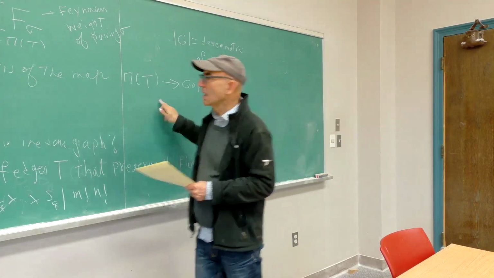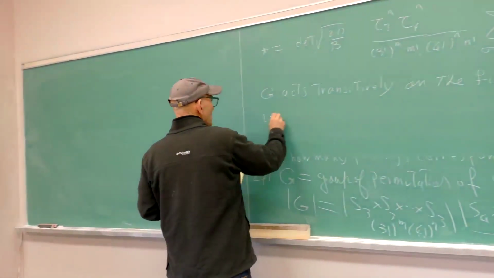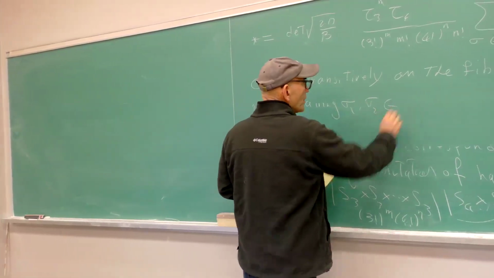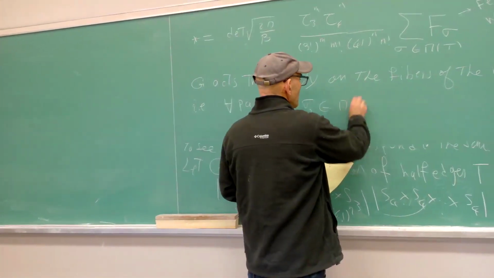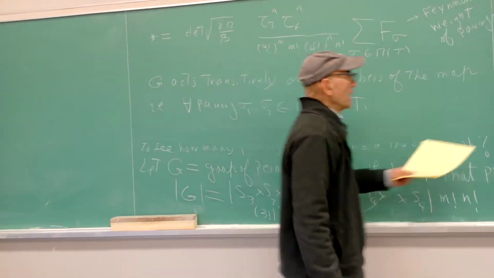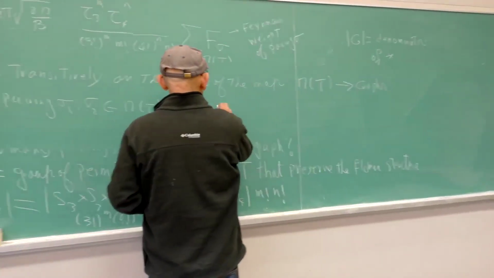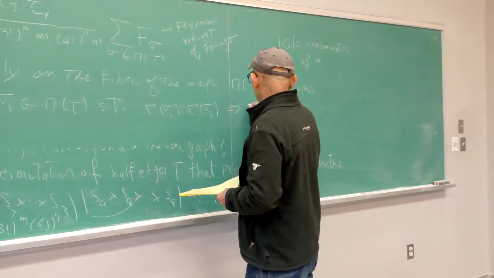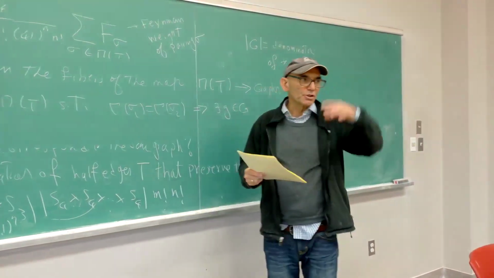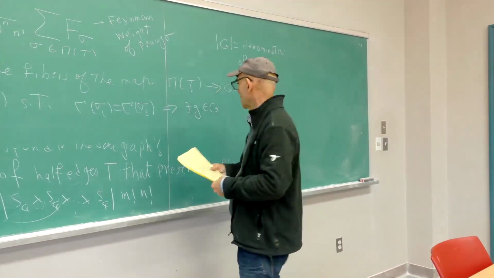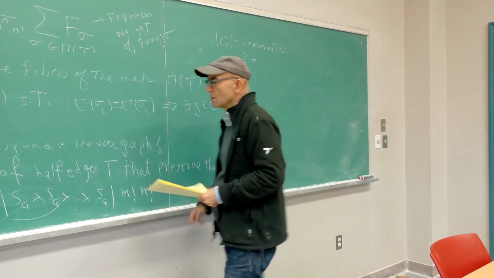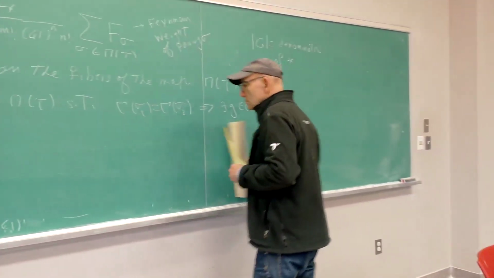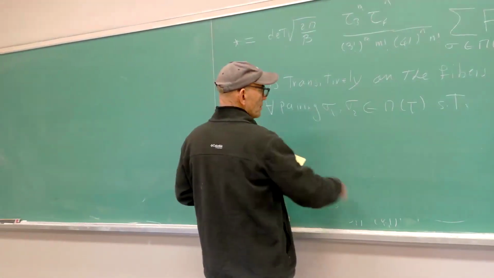And what do we mean by this? If you have any two pairings, sigma 1 and sigma 2, belonging to pi of T, the set of pairings of T, such that they correspond to the same graph, such that gamma of sigma 1 is equal to gamma of sigma 2, you are sure that there exists g belonging to the big group G, which we know its order, a permutation of the set of all pairings, such that it actually carries this pairing into the other one.